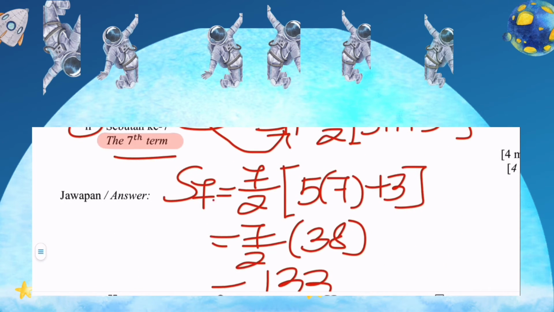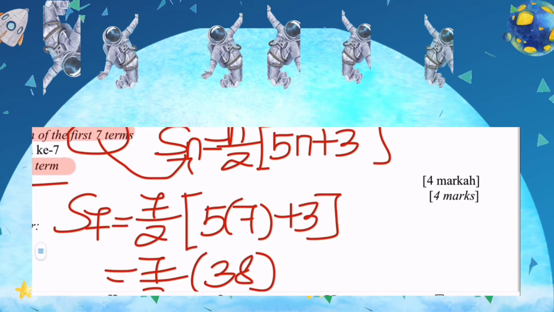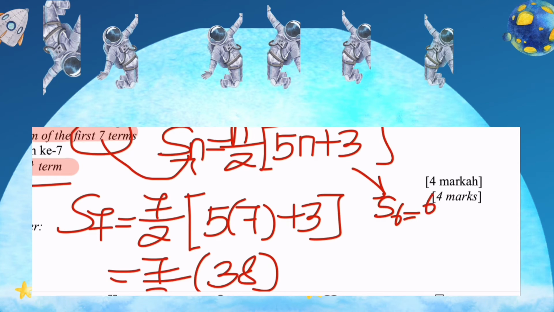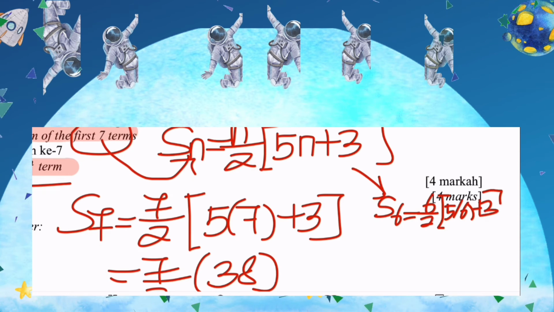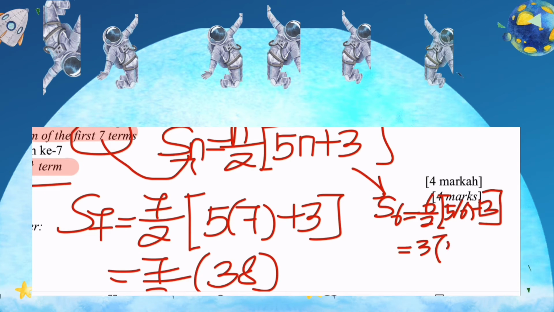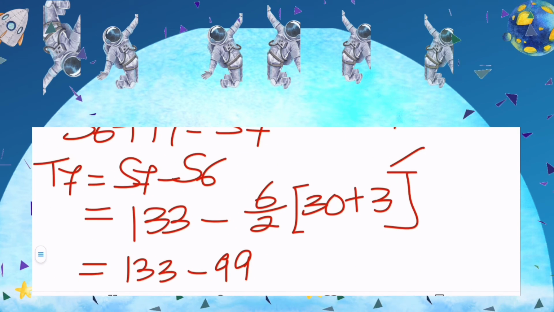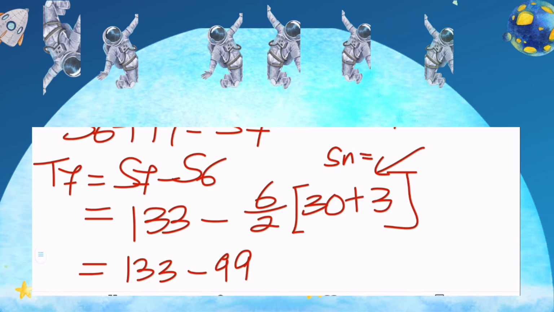That's the 7th term that we obtain by using S7 minus S6. Again, to find S6 you just substitute 6 into the formula. You will get 3 times 33, which is 99. So it's quite simple: the relationship between Tn and Sn is Tn equals Sn minus Sn minus 1.